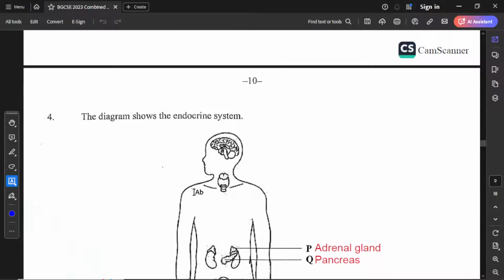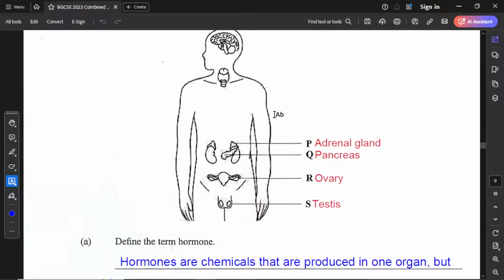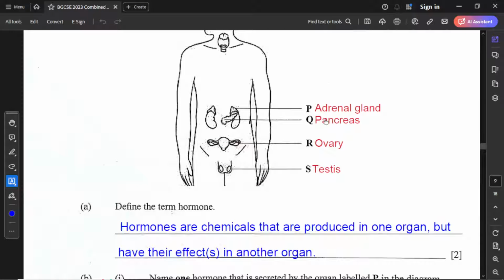Now, question number 4 is the diagram shows the endocrine system. Now I have already labeled these for you. We have the adrenal gland on top of the kidneys, we have the pancreas, we have the ovary, and then we have the testis here. So they're showing you both male and female together.